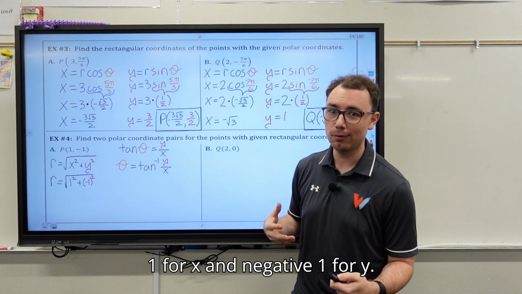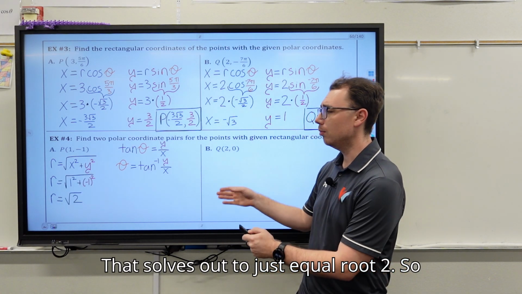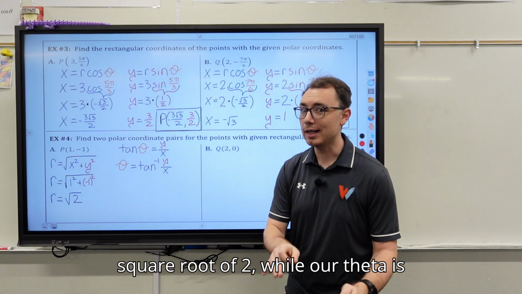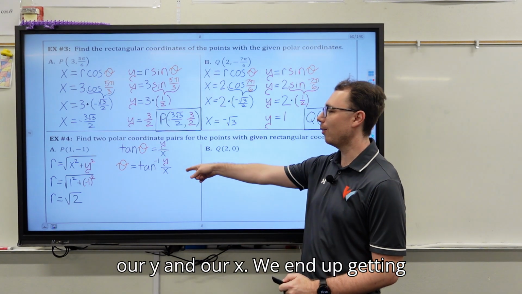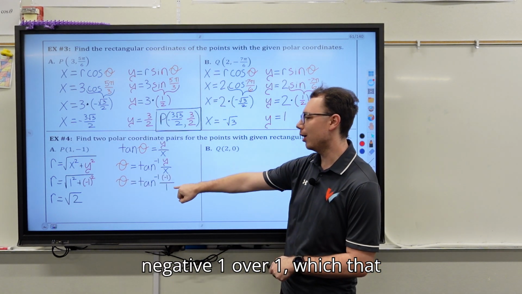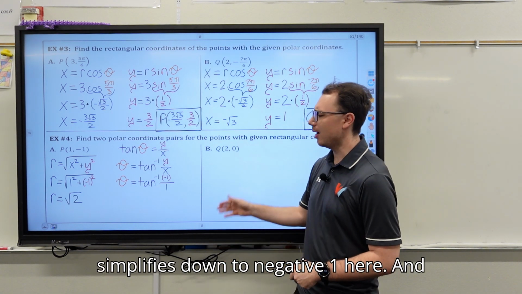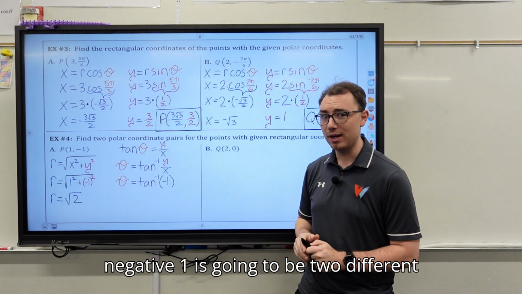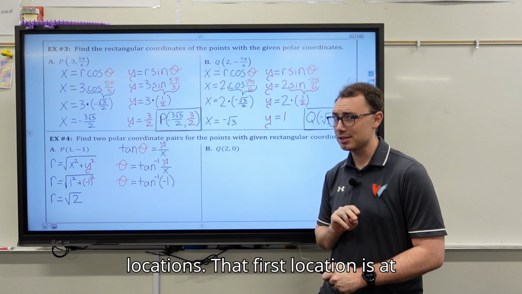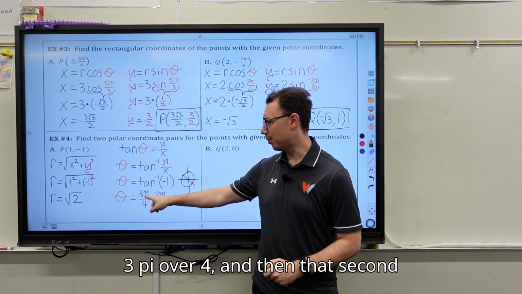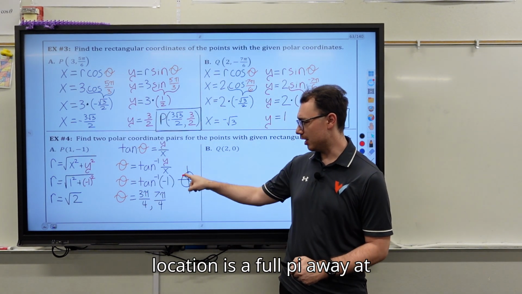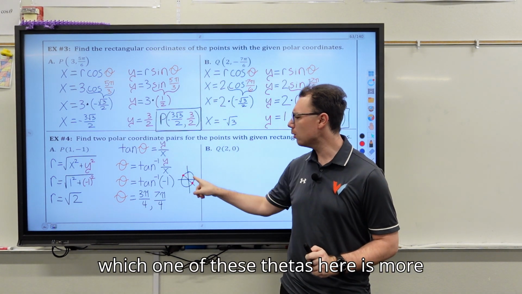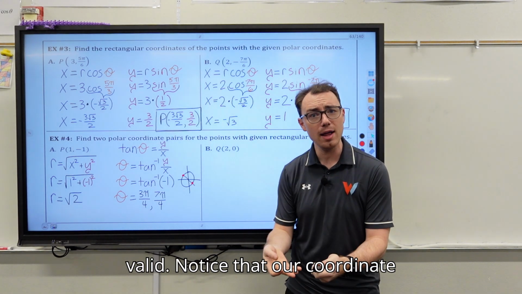Let's go with the easy equation first to solve for r, where we're just plugging in 1 for x and -1 for y. That solves out to just equal √2. So we know our radius is going to be the square root of 2, while our theta is going to be, well, first let's plug in our y and our x. We end up getting -1 over 1, which simplifies down to -1 here. And we know that the inverse tangent of -1 is going to be two different locations. That first location is at 3π/4, and then that second location is a full π away at 7π/4. We need to determine which one of these thetas here is more valid.